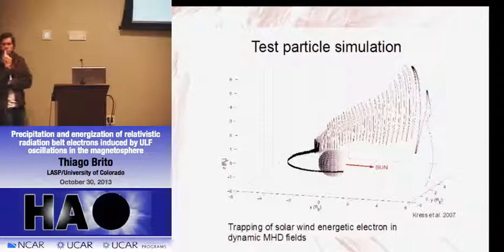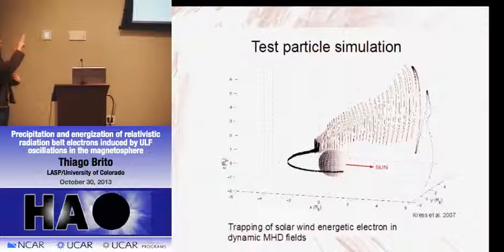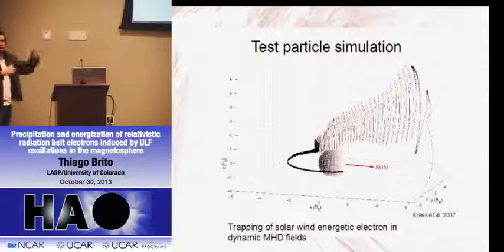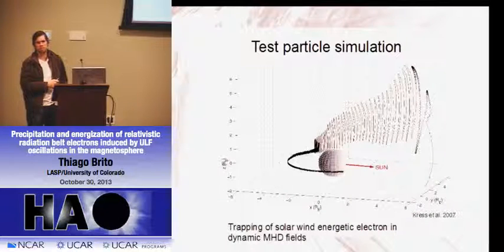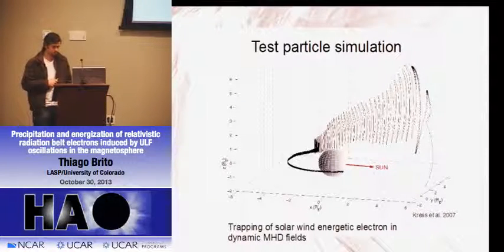Is this just a selected particle that happens to move forward? Yeah. And you get many more? Exactly. So this is one that happened to make it in. The way he did it was he launched millions of particles during this storm, and one of them, this one, happened to be trapped, so he plotted this one. But of course, I think much more don't get trapped. Does that particle start inside the magnetosphere? No, it starts outside. Yeah. Right.